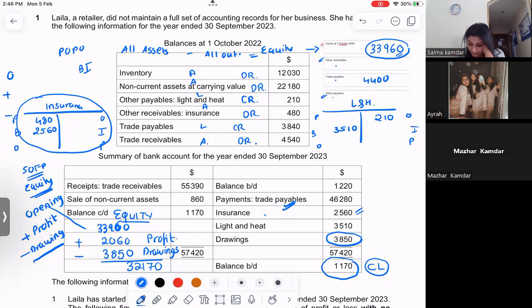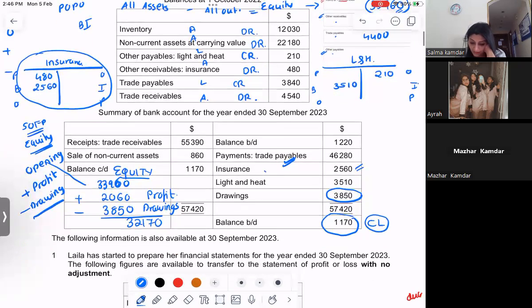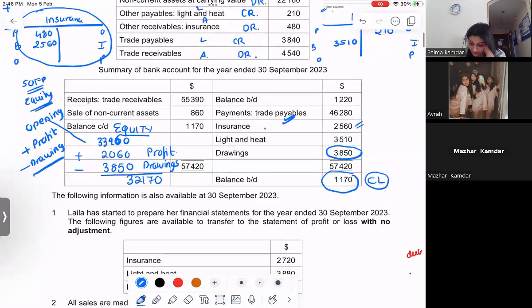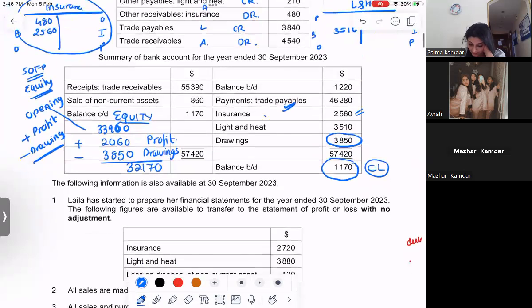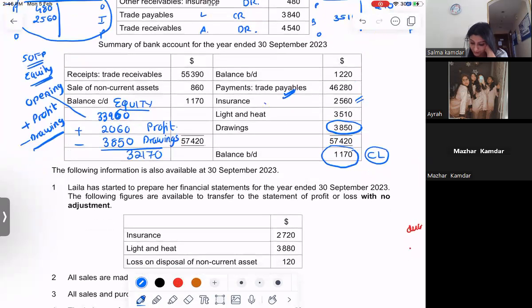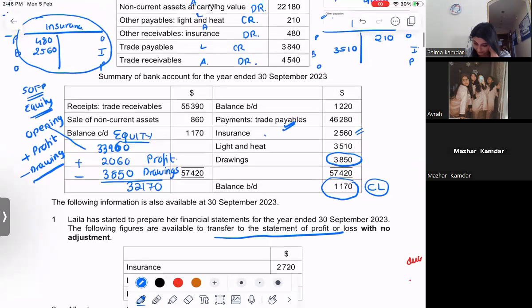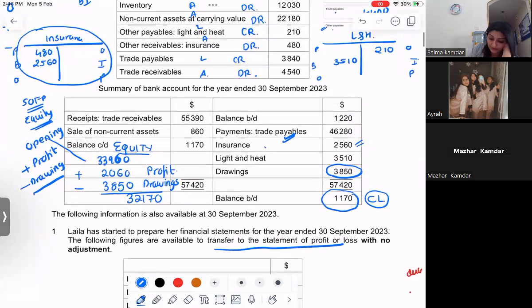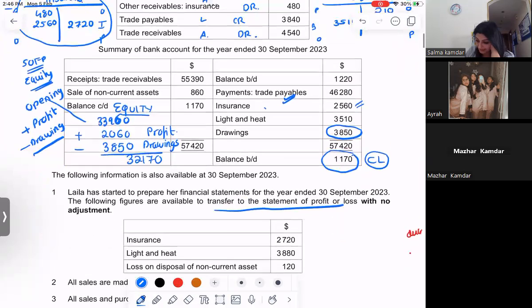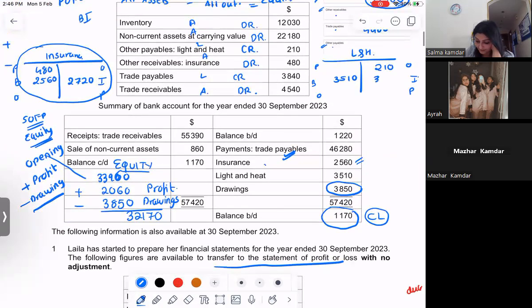They've also given me the expenditure for the year for insurance that is available to transfer to profit and loss account. So insurance paid, you will put it on the credit side. How much? 2720. And for light and heat, it is 3880. Very good.